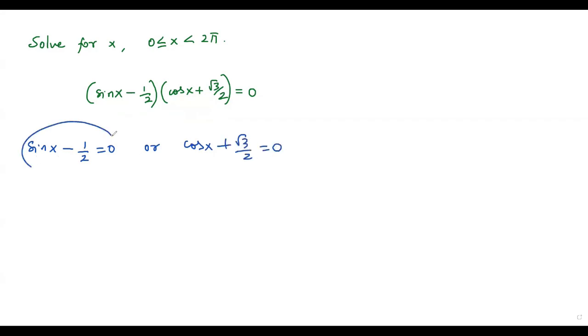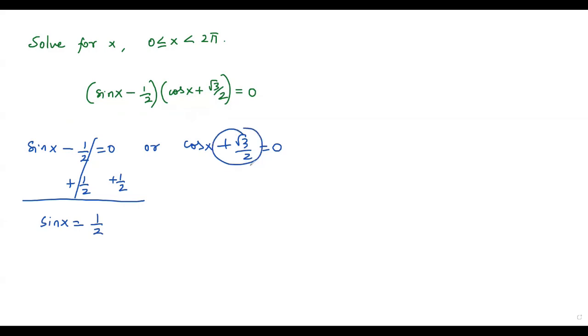Okay, now let's solve for sin x in this equation. For that, I have to get rid of this negative 1 half. For that, I have to add 1 half to both sides. So when I add 1 half to both sides, the negative 1 half and positive 1 half cancel. I'm getting sin x equals positive 1 half. And now to solve for cosine x in this equation, I have to get rid of this positive square root of 3 over 2. For that, I subtract square root of 3 over 2 from both sides. So the positive value and negative value cancel. I'm getting cosine x equals negative square root of 3 over 2.